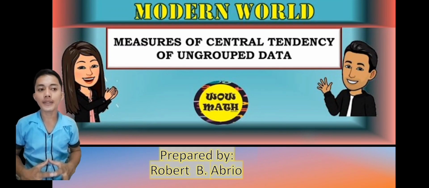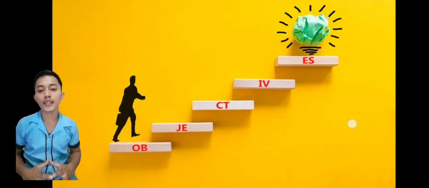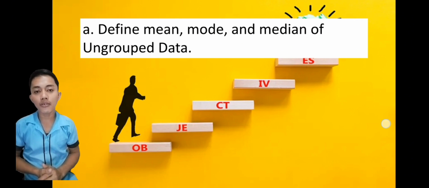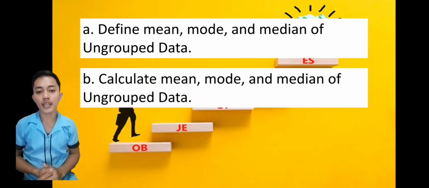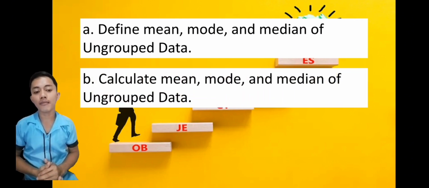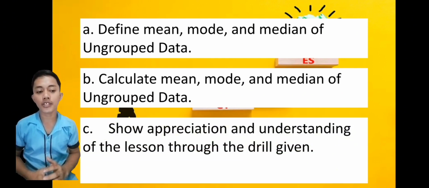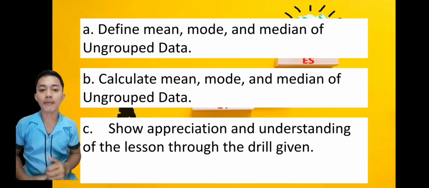I wish that everybody is in good health and happy because today we will learn something about measure of central tendency of ungrouped data. Are you ready? Okay. At the end of the lesson, you are able to define mean, median, and mode. Second, calculate the mean, median, and mode of ungrouped data. And last, show appreciation and understanding of the lesson through the drill of the given.